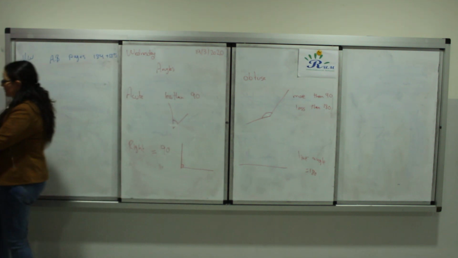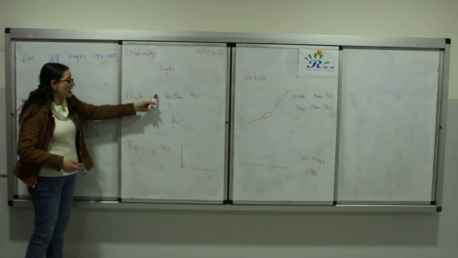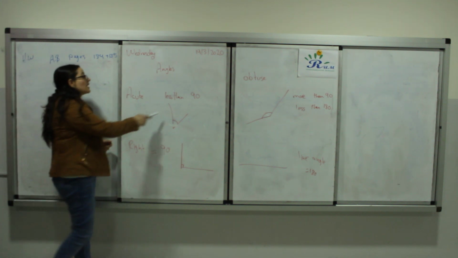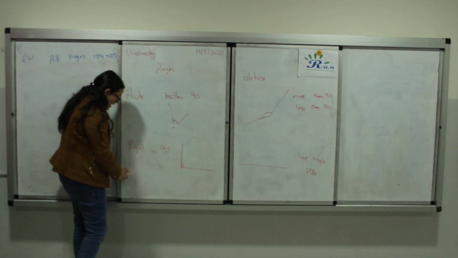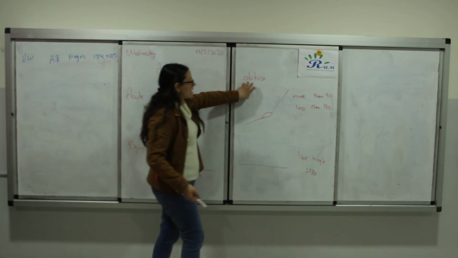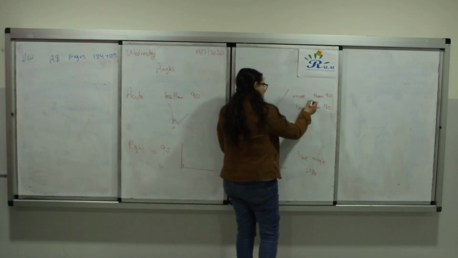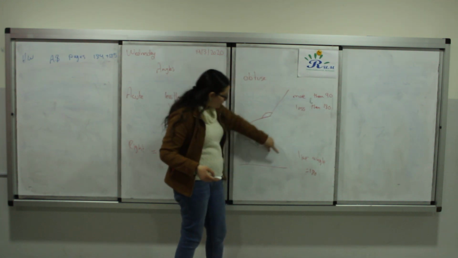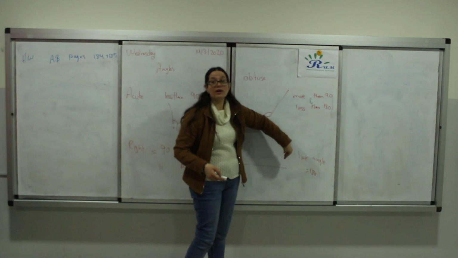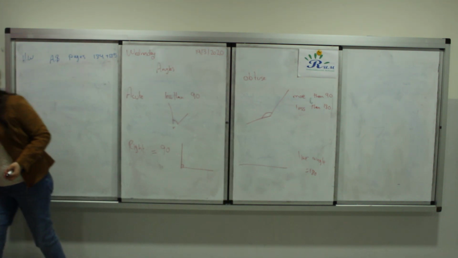So as you've seen in the video, we have the acute angle, which is less than 90 degrees, and the right angle, which is equal to 90 degrees. The obtuse angle, which is more than 90 degrees and less than 180, because if we reach 180 degrees, we are going to reach the straight angle.